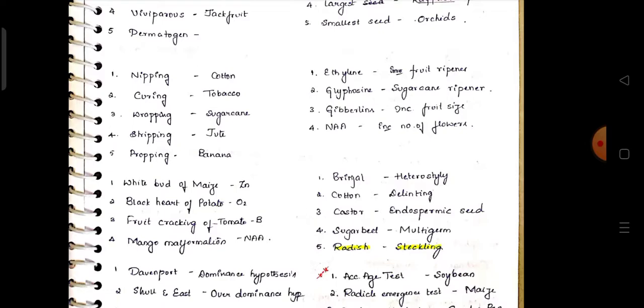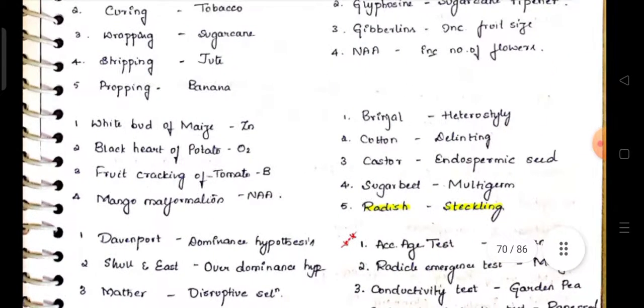Different deficiencies. White bud of maize is due to zinc deficiency. Black heart of potato is due to oxygen. Fruit cracking of tomato is due to boron. Mango malformation is caused by NAA deficiency.